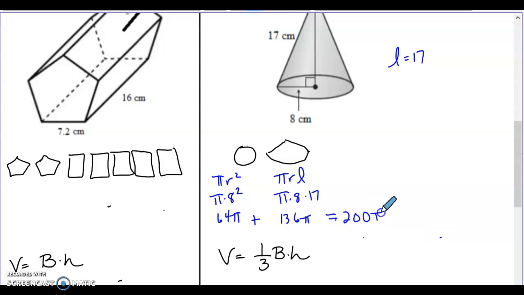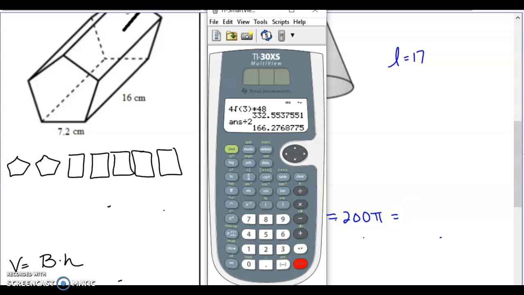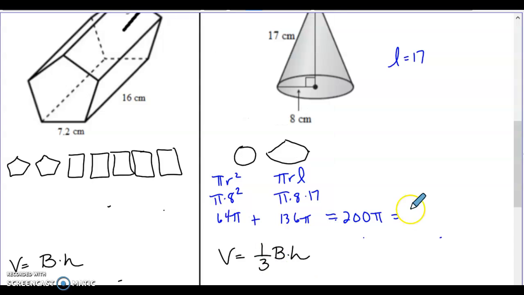And that might be the choice on your test. If it says round to the nearest tenth, then we would need to type that in, 200. And I'm asking on the test that you please use 3.14 instead of the button. So 3.14. All right, so we'd get 628 centimeters squared. It would be the surface area.